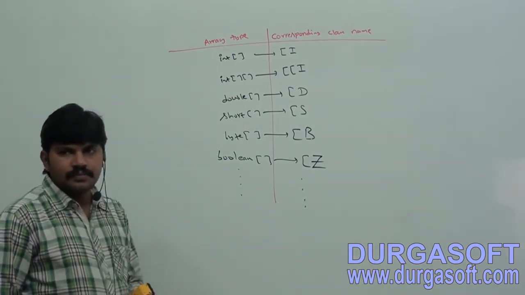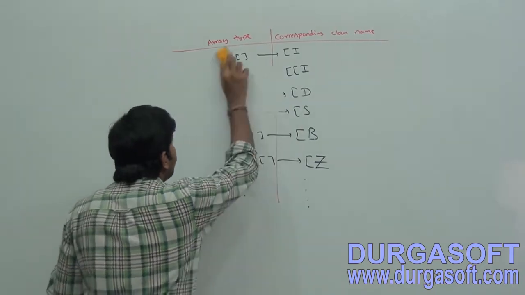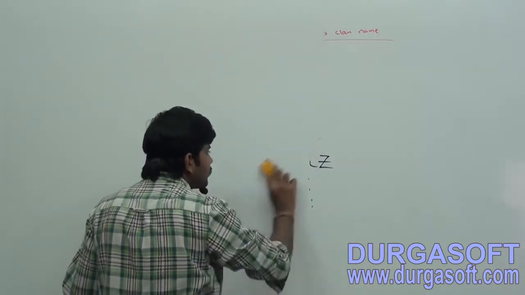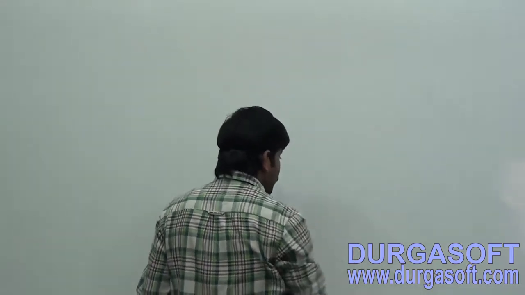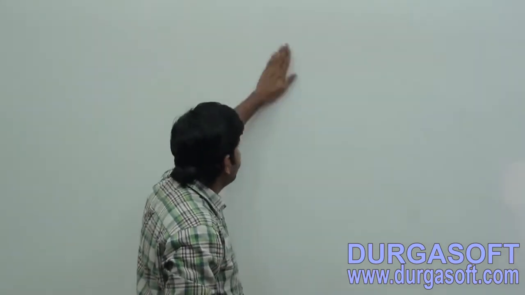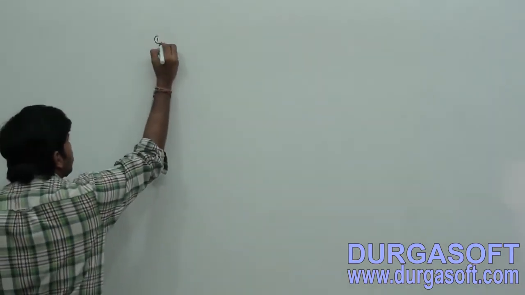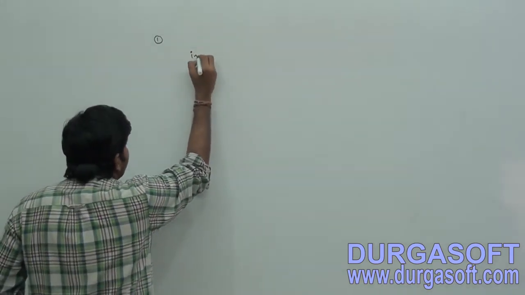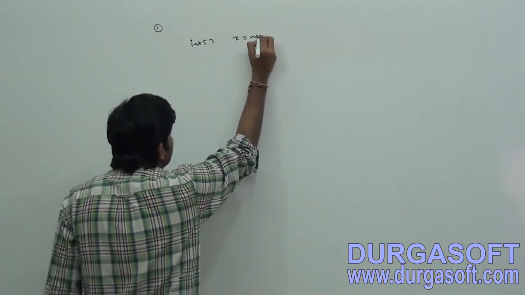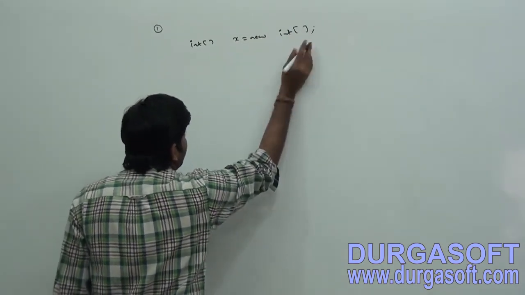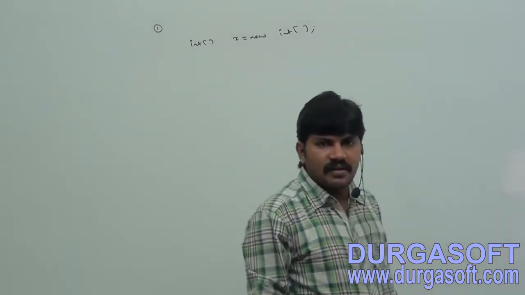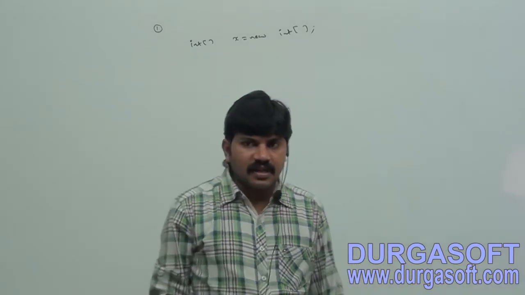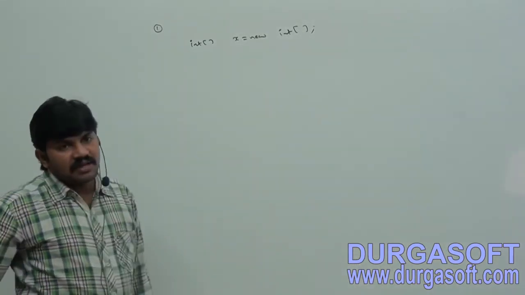Completed, right? Okay, next one. Related to array creation, there are several loopholes. Let me talk about the first loophole. Suppose I'm creating an array like this: int[] x = new int[]; Can you tell, is it valid or not? If I take it like this, the compiler will give an error.